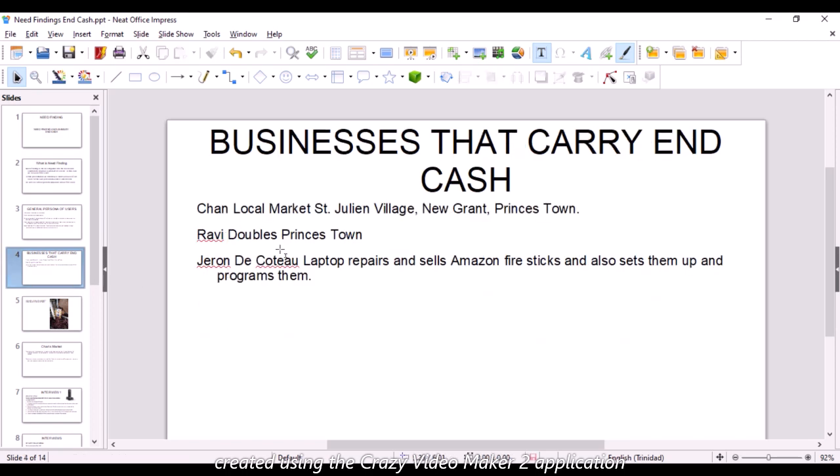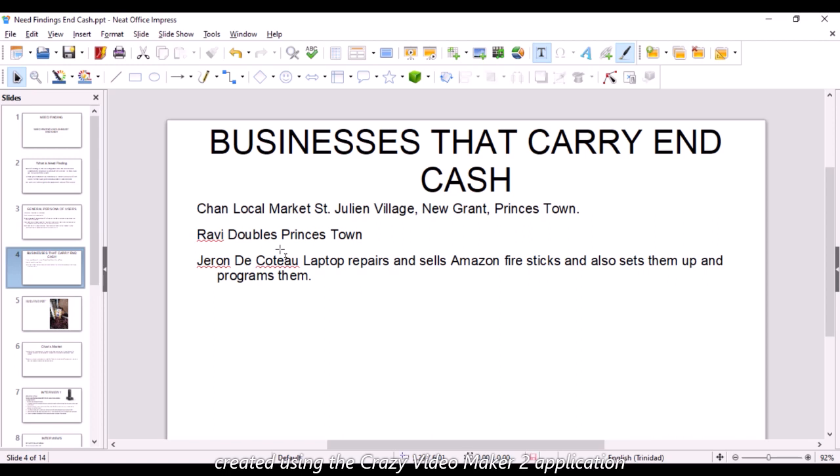right? So this is just some of the businesses that I noticed that have Encash. So where I live is a market, the Trans local market, right in New Princeton. Then there's Ravi Doubles, right? He sells doubles, man. He supports Encash.